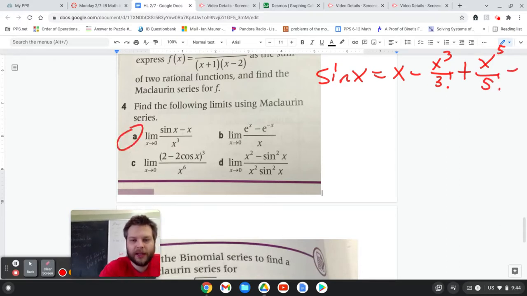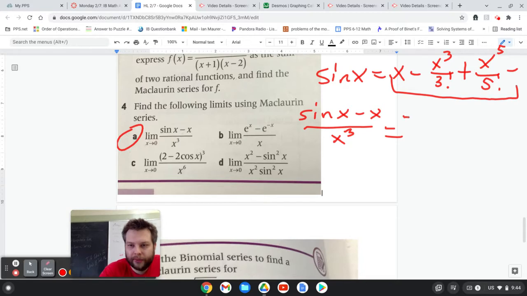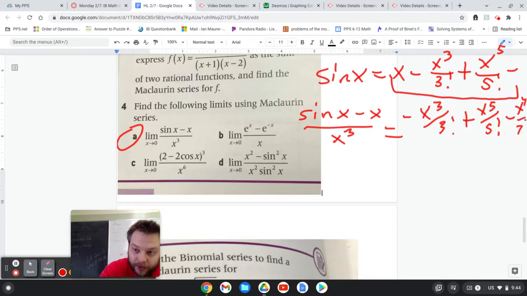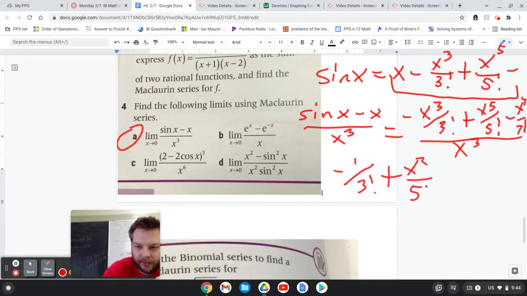So we have minus plus minus plus. If I rewrite part A then, sine of x minus x over x cubed, well, I know that this is sine of x, and so I subtract away the x from that, and I have negative x cubed over 3 factorial plus x to the 5th over 5 factorial minus x to the 7th over 7 factorial, and on the bottom is x to the 3rd. And so I can knock off an x to the 3rd from everything in the numerator, and then I won't have a denominator anymore. So I get negative 1 over 3 factorial plus x squared over 5 factorial minus x to the 4th over 7 factorial, plus I guess the next would be x to the 6th over 9 factorial.